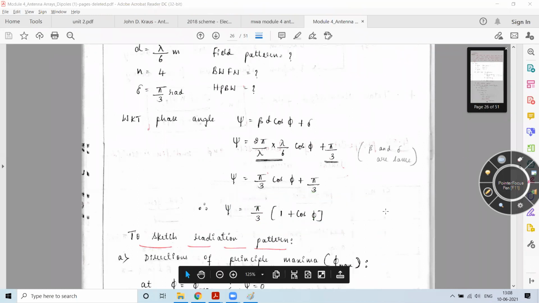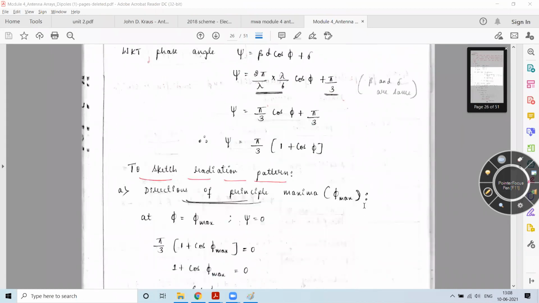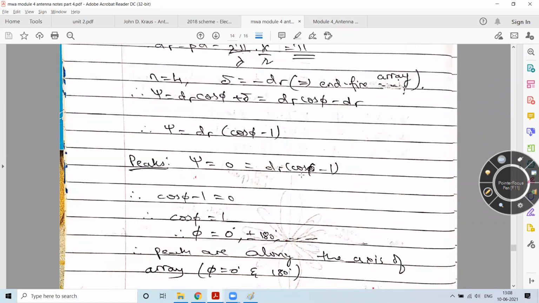Now, how do I obtain the direction of the maxima and the direction of the minima? So we need to estimate those things. In order to obtain the direction of the maxima, we can just check over here.